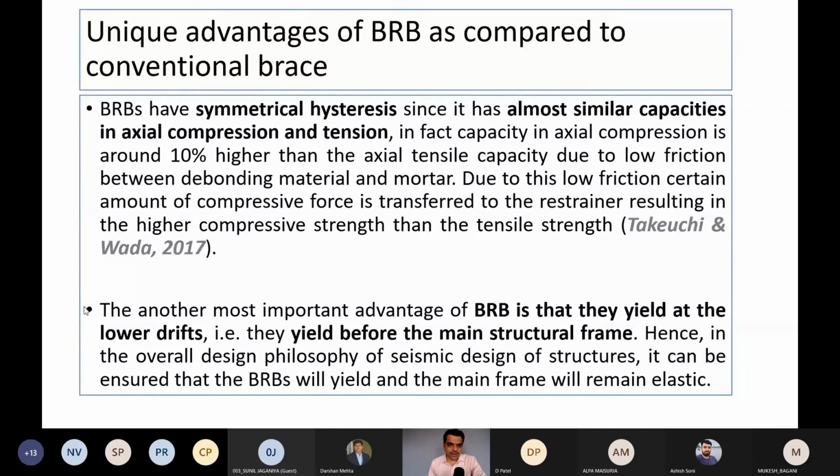Another most important advantage of BRB is that they yield at very low drifts.